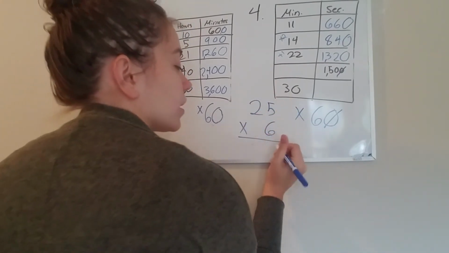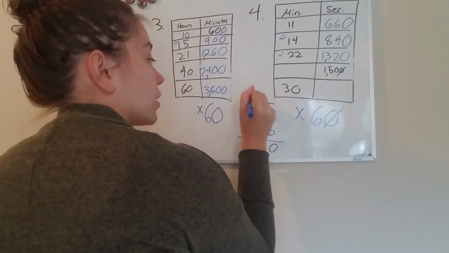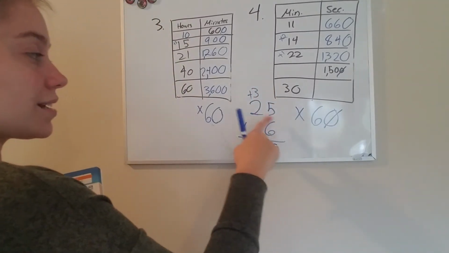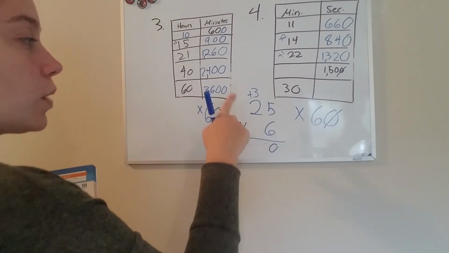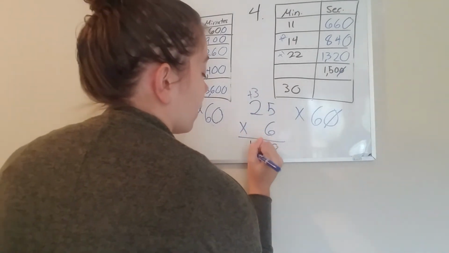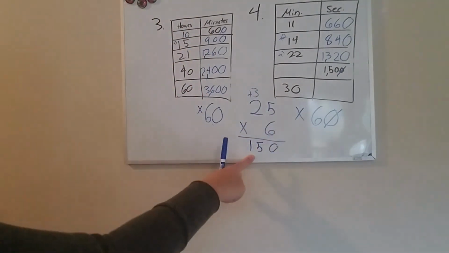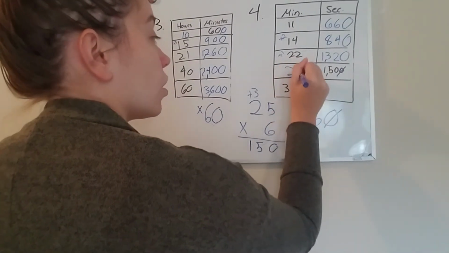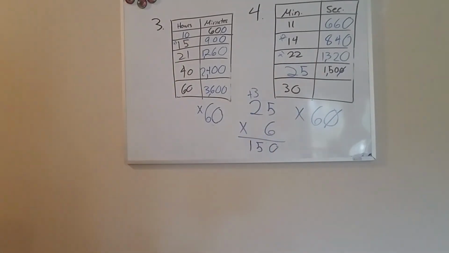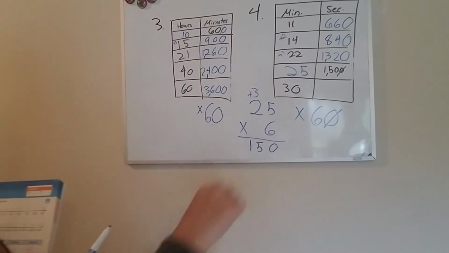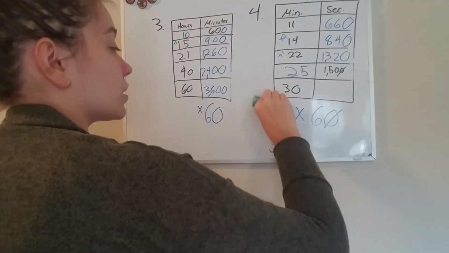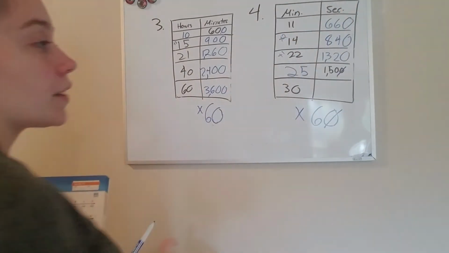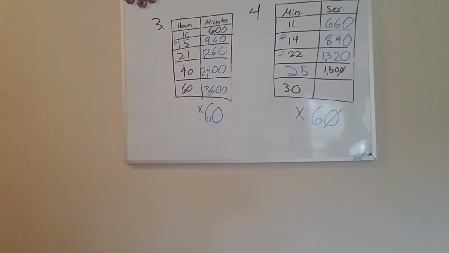6 times 5 is 30. Carrying my 3, 6 times 2 is 12. Plus 3 is 15. So we have our 150. So did we find the correct number? Yes, because remember we crossed out that 0. So our answer, our educated guess was correct, and it was 25. Okay, so I'm just going to erase this just so it doesn't confuse you guys. That was just me showing my work.